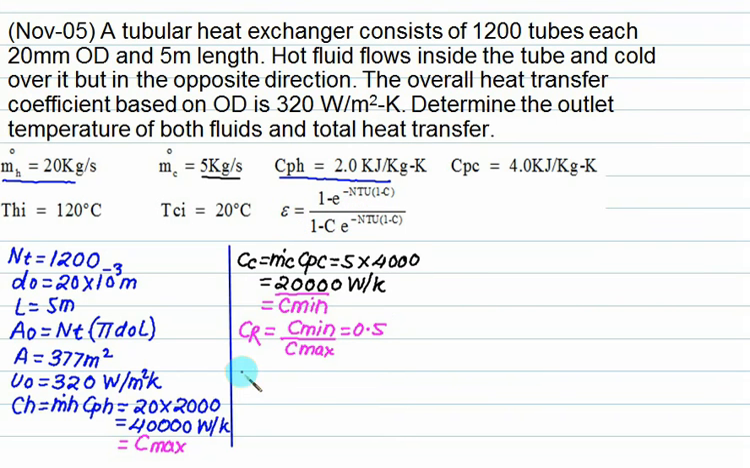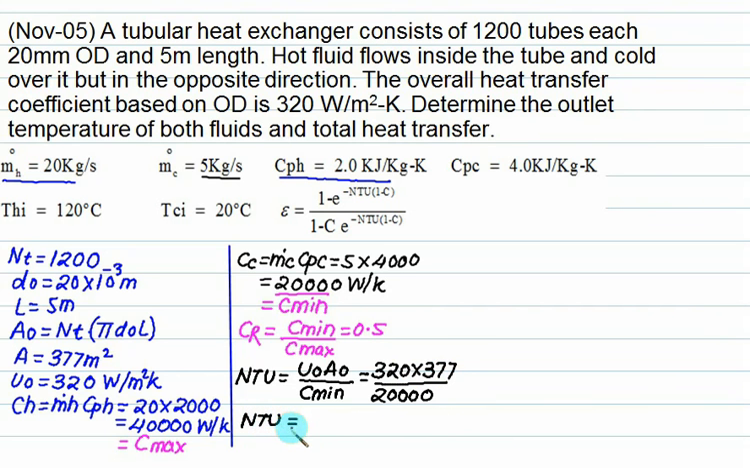Now what is the definition of NTU? NTU is given by U0 into A0 divided by C minimum. U0 is 320, A0 is 377 and C minimum is 20,000. So NTU equals 6.03.